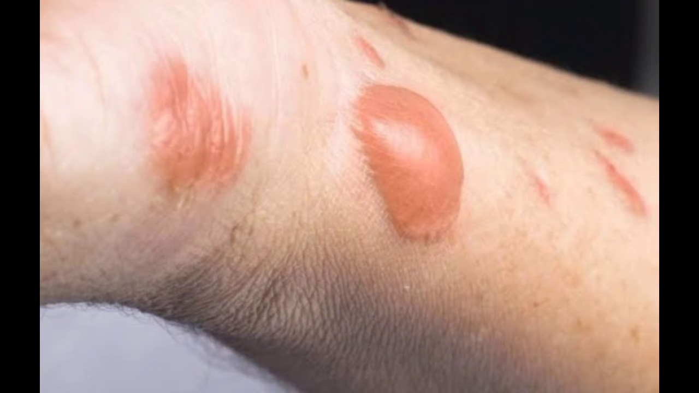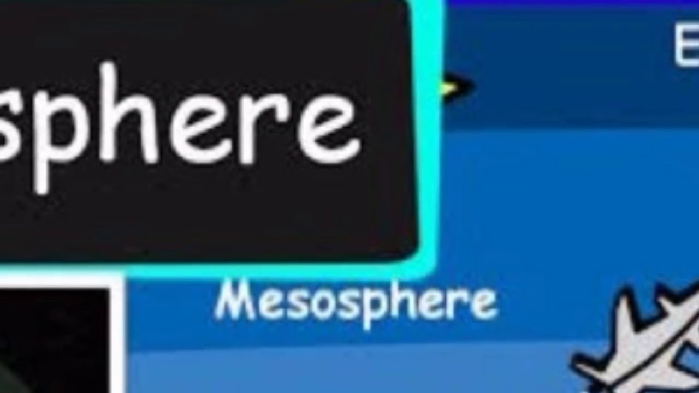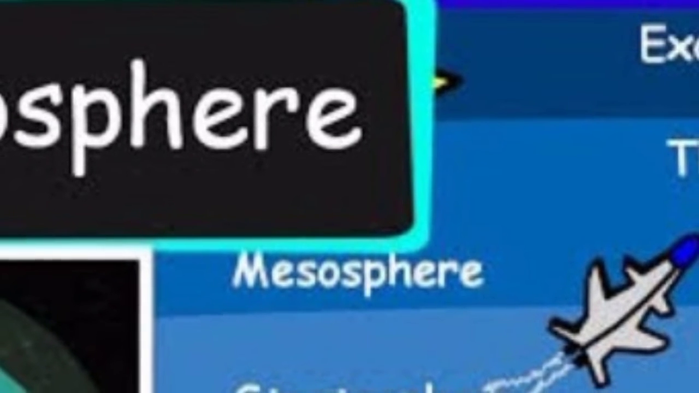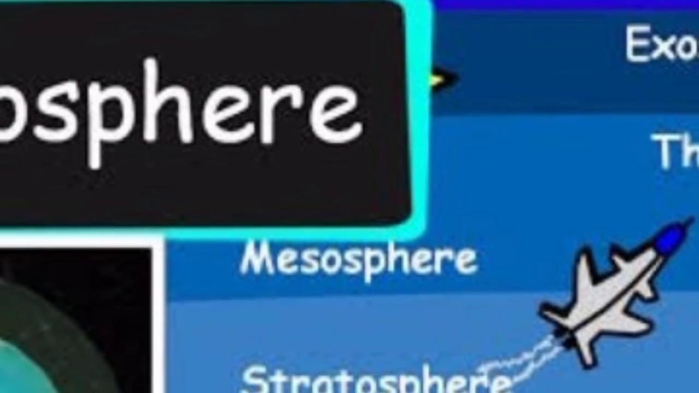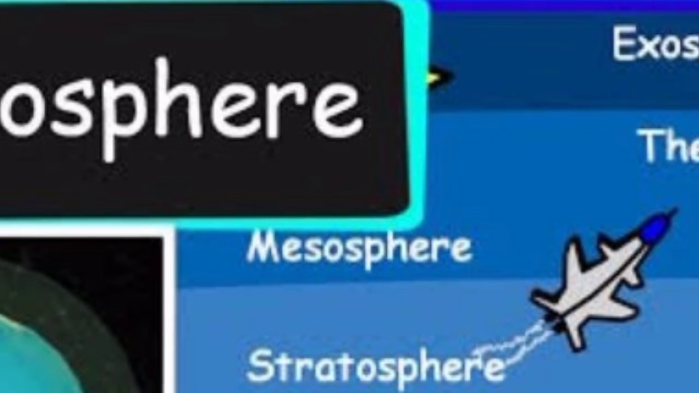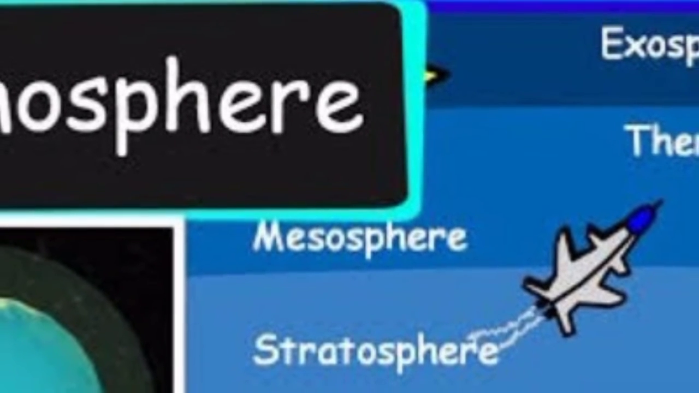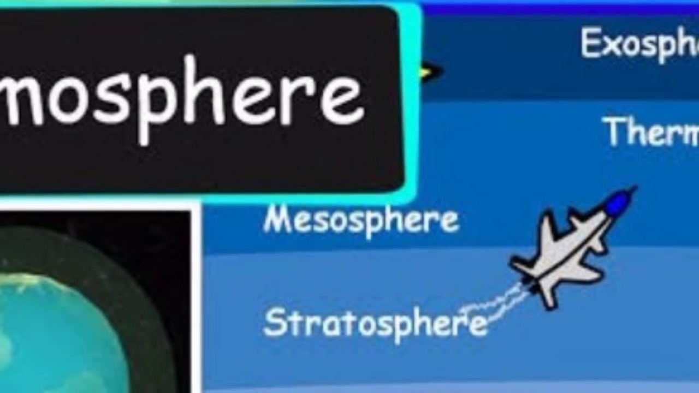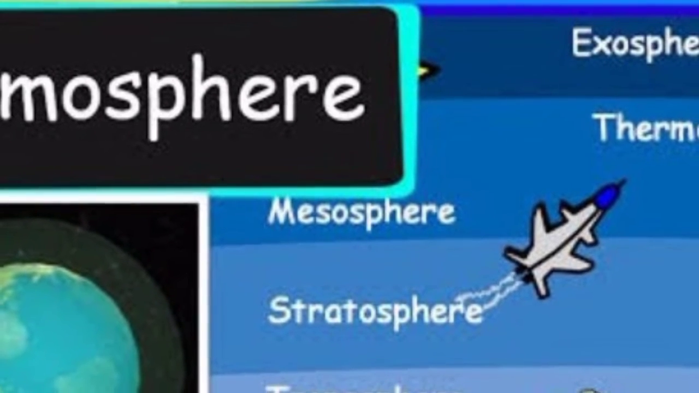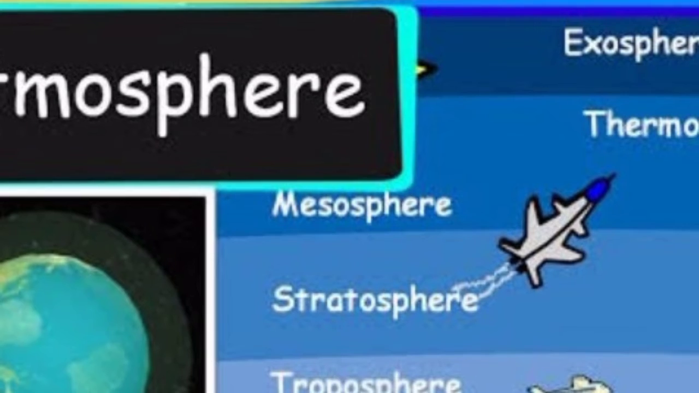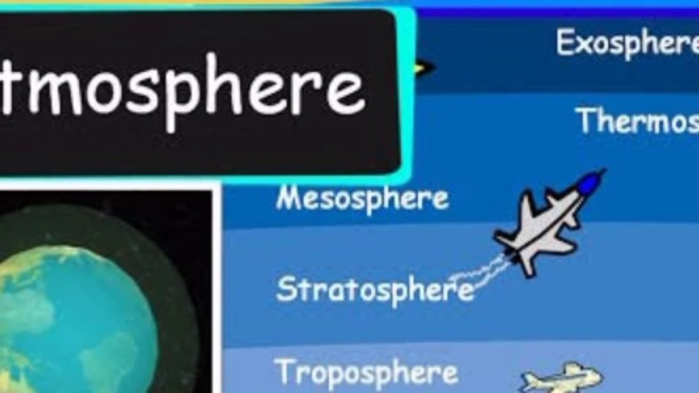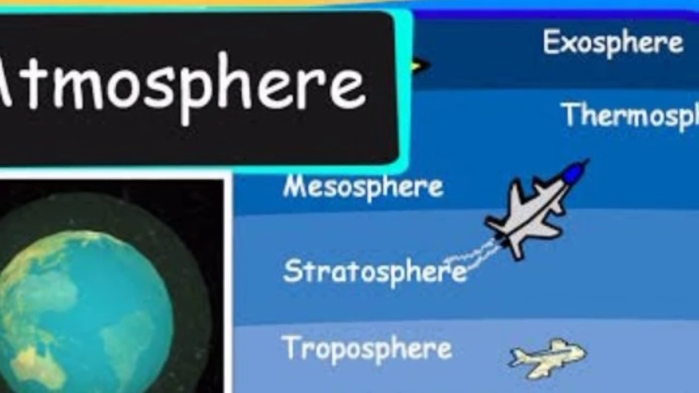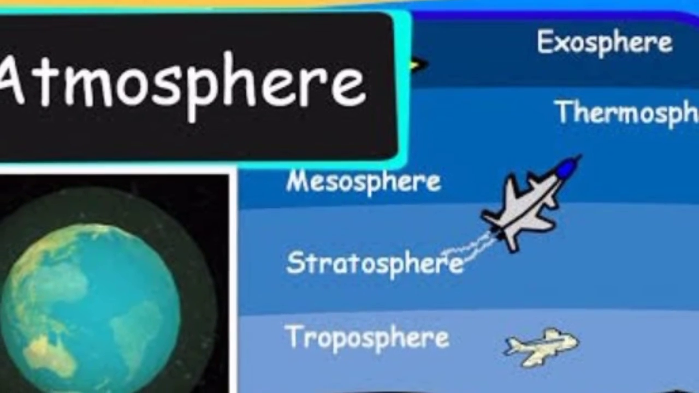Mesosphere. The region above the stratosphere is called mesosphere. It extends upward to a height of about 85 km from the ground. The temperature in this layer decreases with height and it is minus 110 degrees C. Most of the meteors found in the sky burn in this layer.